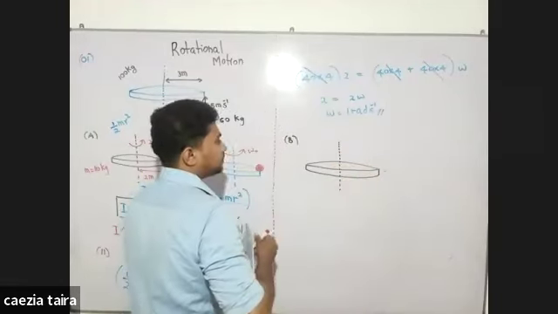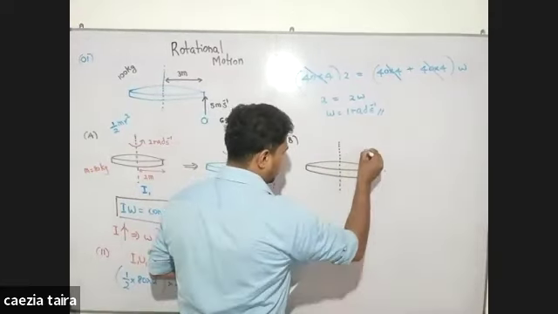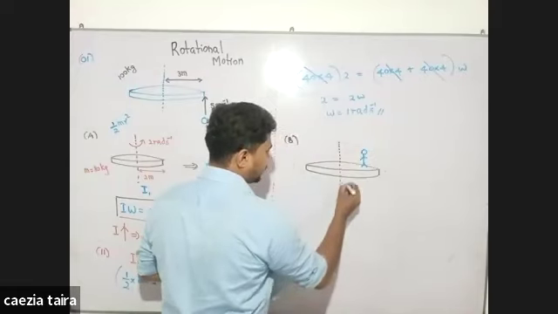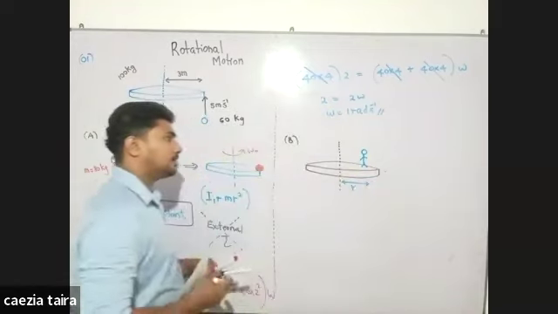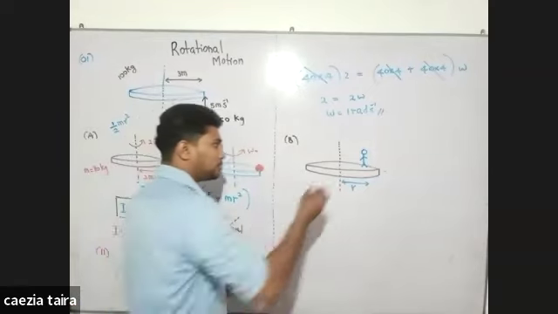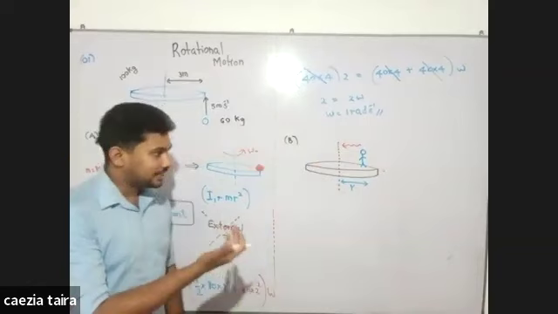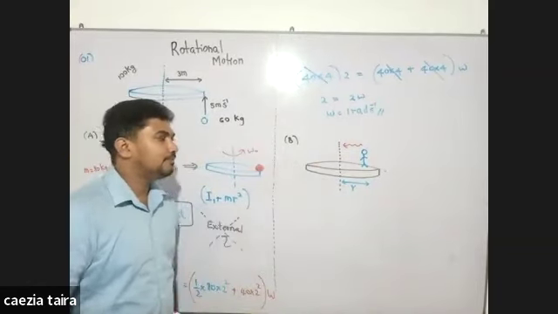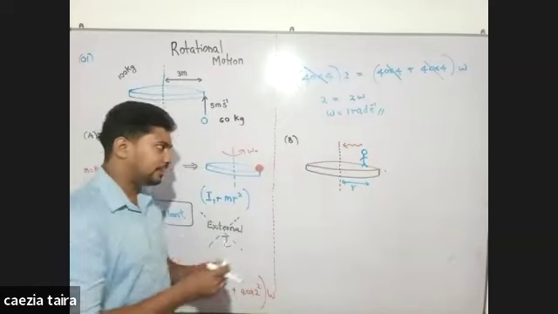Now let's assume that this child is standing somewhere here, at distance R. Now this child is moving towards the axis. Now the question asks what happens to the angular velocity of this platform. Think carefully about this.